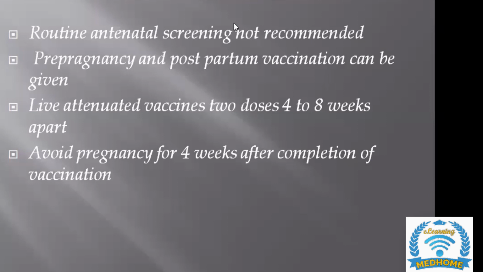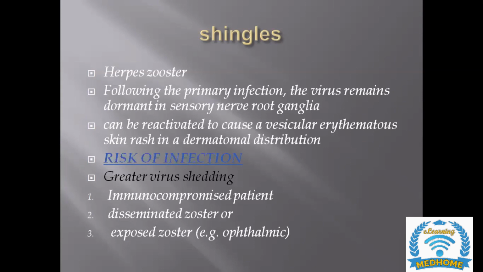Its vaccine is a live attenuated vaccine, which is given in 2 doses, 4 to 8 weeks apart. Because all live vaccines cannot be given in pregnancy, it is important to wait at least 4 weeks after the completion of the vaccination before getting pregnant. It is a characteristic of varicella zoster virus that it remains dormant in the sensory nerve root ganglia. Following primary infection, sometimes it can reactivate, which leads to a skin rash and pain along that particular nerve, a vesicular erythematous skin rash in a dermatomal distribution.